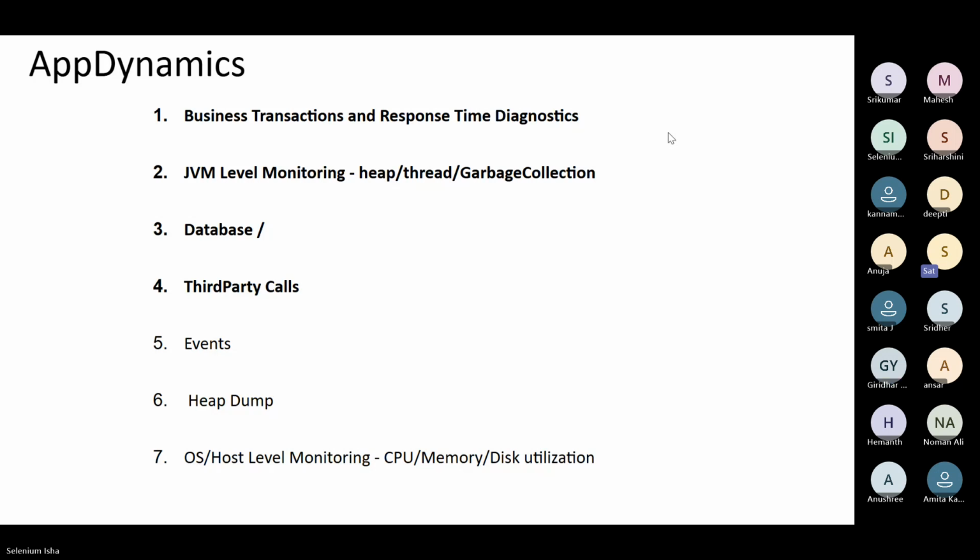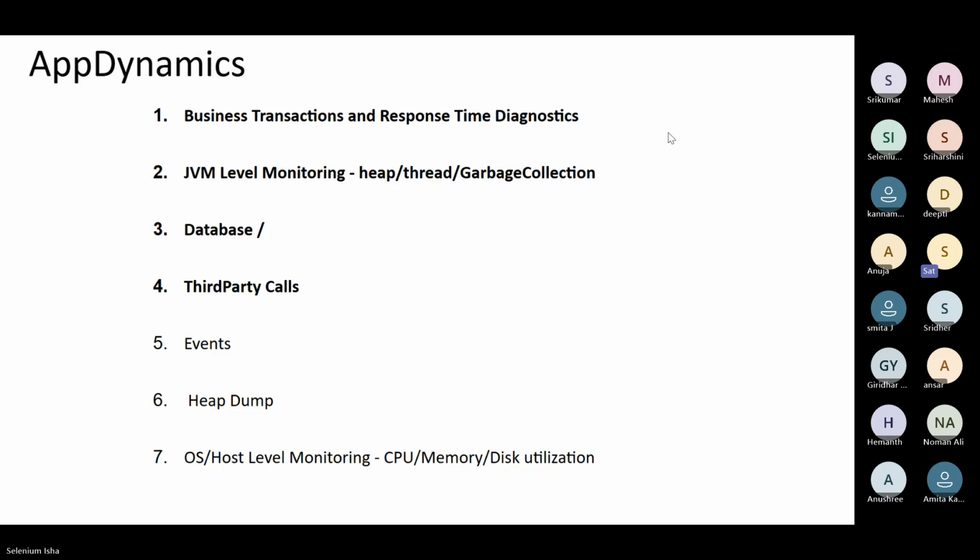You will learn it. Second, your technology level monitoring, be it a JVM or Python or whatever technology. The technology level monitoring will be there in both the tools. So heap, your thread, garbage collection related metrics, your heap growth, heap pattern, your thread utilization, your major GC, minor GC, GC time, all these things you'll be able to monitor using AppDynamics or Dynatrace.